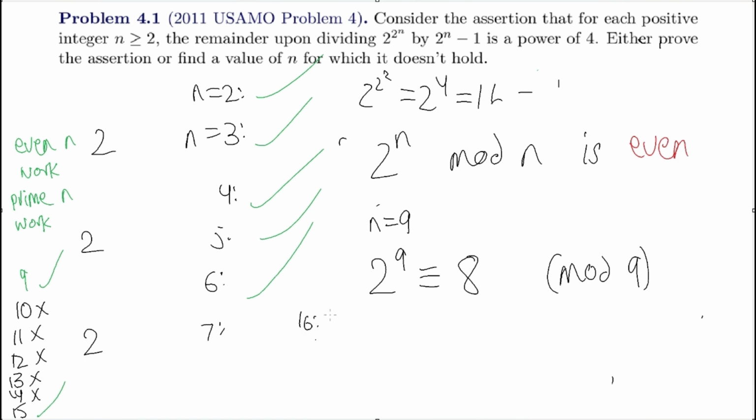So 16, that's even. 17 is prime. 18, even. 19, prime. 20, even. 21, now that is not prime, but it is 3 times 7, and we have, again, a product of 2 primes. And if we really want to, we can just evaluate 2 to the 21 mod 21, just to make sure that we're doing the right thing.